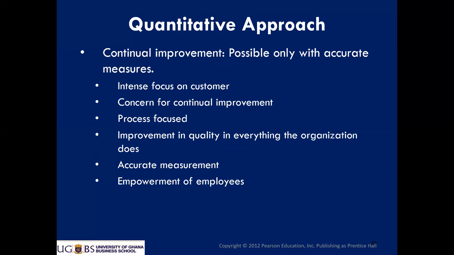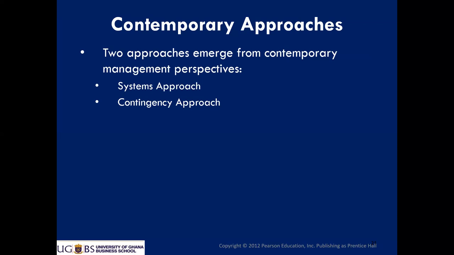So if we can achieve continual improvement, these are the various aspects and elements that we need to pay attention to. Now, the last part of our discussion today is going to look at the contemporary approaches, right? There are two approaches that have emerged from the contemporary management perspectives. One is the systems approach, and the other is the contingency approach.